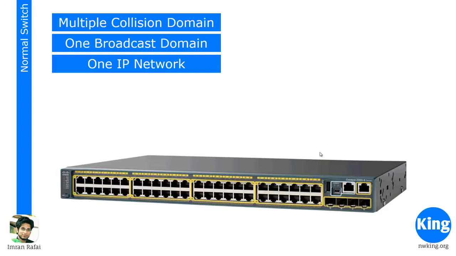And we know that this 48 port switch that you see on the screen has 48 collision domains. That means each of those ports, or devices connected to each of those ports, can communicate with another device on another port without colliding, right? So they are independent of each other. And we also know that all the 48 ports of the switch are part of one broadcast domain.